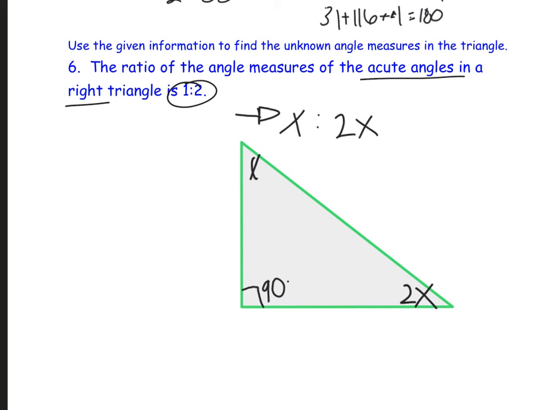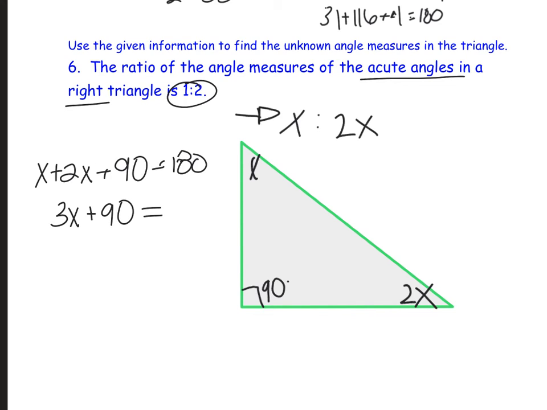So when I do that, I know that these three angles in this triangle have to add up to be 180. So what I can do is x plus 2x plus 90 is equal to 180. And when I do that, I'm going to have 3x plus 90 equals 180, which means 3x is going to equal 90, which means x is going to be 30 degrees.